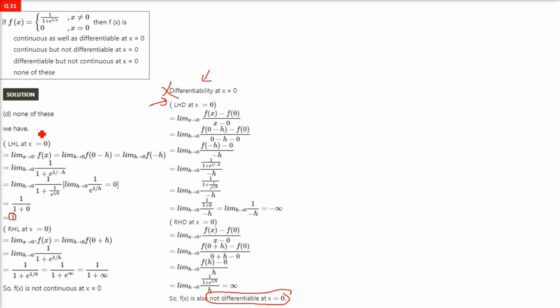If this question comes in that kind of situation, then you have to do the differentiability that I have already shown you. But if you write that if the function is not continuous, it cannot be differentiable, the examiner will understand.